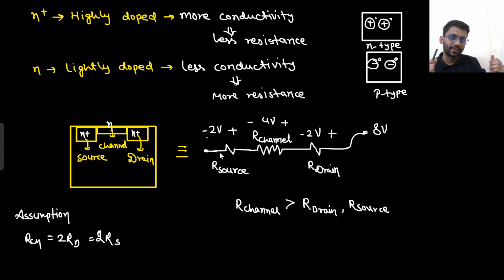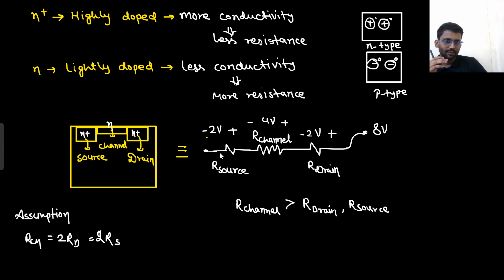Are you understanding this point? Since the channel has lesser conductivity, that means it has more resistance, so whatever potential I am applying at the drain side, most part of that potential comes across the channel only. Are you agreeing to this point?